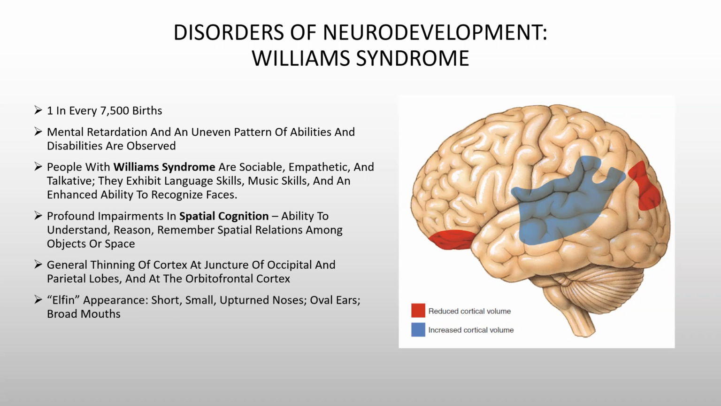If you look at the figure on the right-hand side, you'll see the areas in red are reduced cortical volume. So we see a general thinning of cortex at juncture of occipital and parietal lobes and at the orbital frontal cortex. Also, another key characteristic of this is their appearance, oftentimes short, small, oval ears, broad mouths. Okay, so those gives you just an example of neurodevelopment and how that process is a very critical process, and sometimes it does go wrong and we see these disorders.